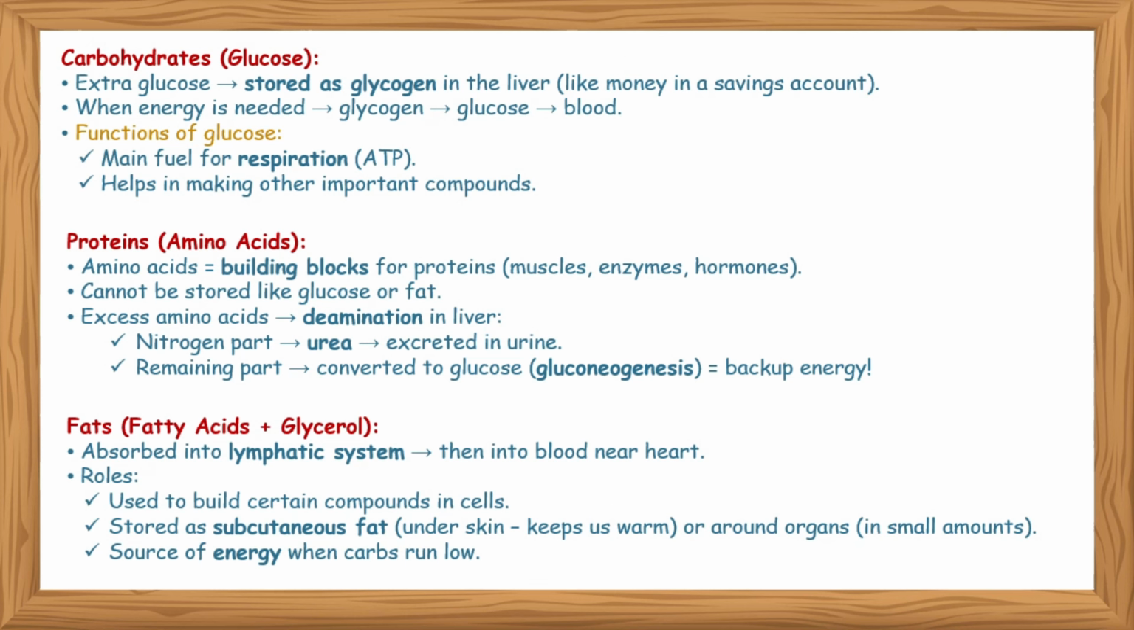Fats: fatty acids and glycerol. They are absorbed into the lymphatic system, then into the blood near the heart. Its roles: used to build certain compounds in cells, stored as subcutaneous fat under the skin to keep us warm, and around organs. A source of energy when our carbohydrates run low.